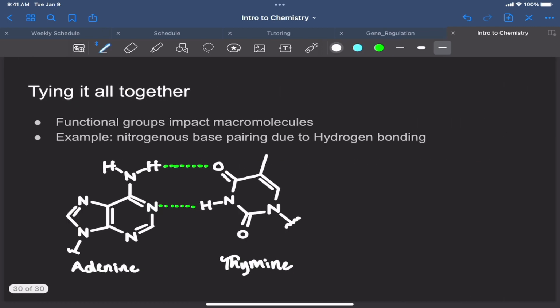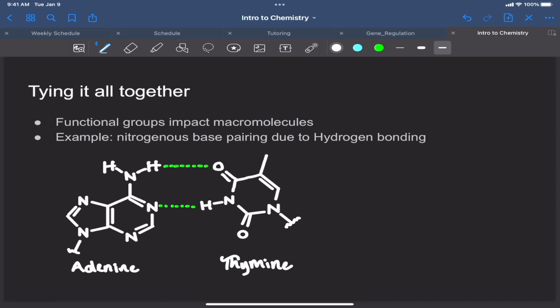Okay. To tie it all together, functional groups, as it's in their name, right? Functional groups have a function. They impact macromolecules, right? They change the function of macromolecules. Okay. The best example I can give that will really make an impact on you guys is that nitrogenous bases pair due to hydrogen bonding because of their functional groups.